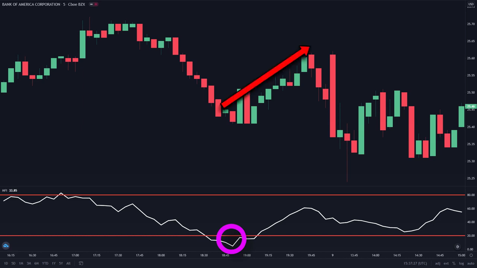But, like I said before, you cannot simply buy or sell based on the indicator alone. You need to take into account other factors in the market. In this case, we are also using support and resistance. So let's jump into a chart.